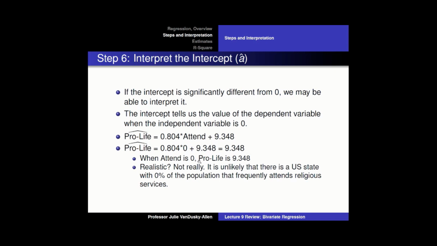But is this really realistic? Not really, because it is unlikely that there is a U.S. state with 0% of the population that frequently attends religious services. So we really can't interpret the intercept this way.